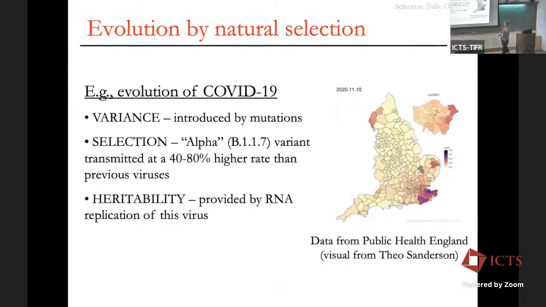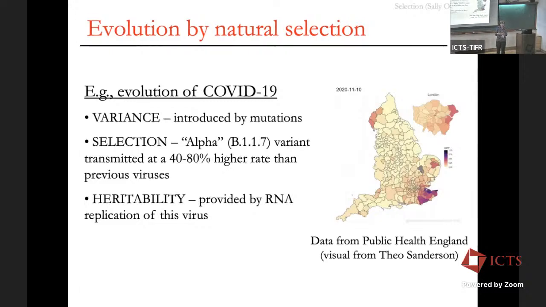So let's go back to those three premises of evolution by natural selection. How do they apply in this case? The variance, well, the variance is pretty obvious. It's caused by the mutations in the RNA sequence of the virus. So they're introduced by mutations.